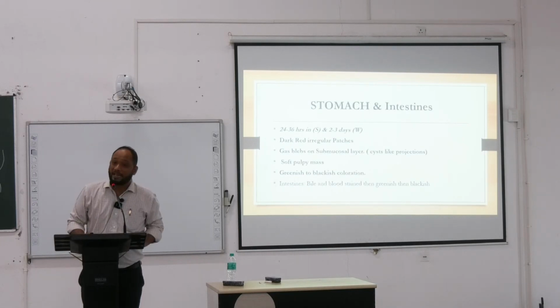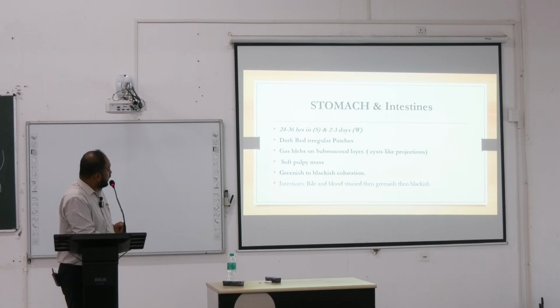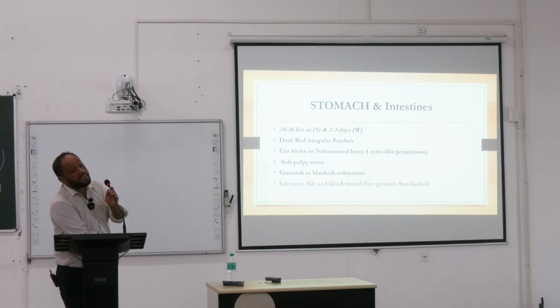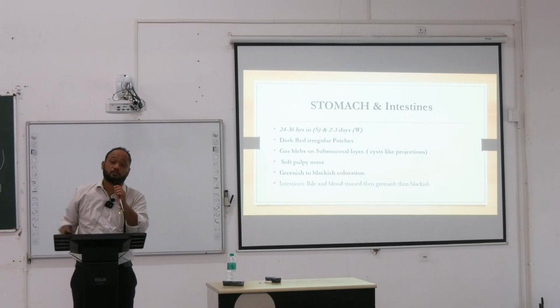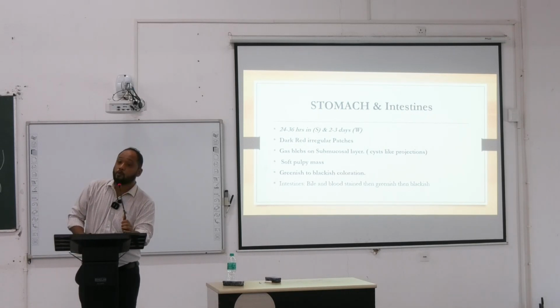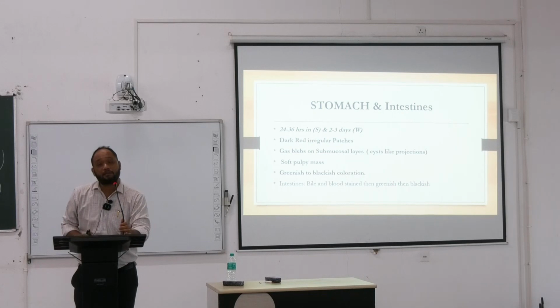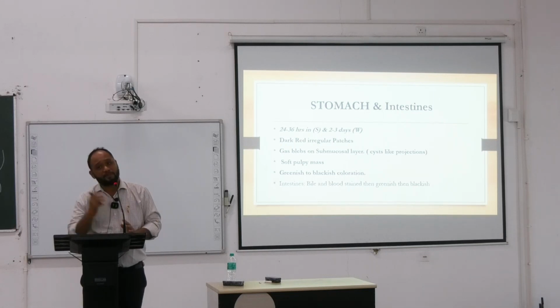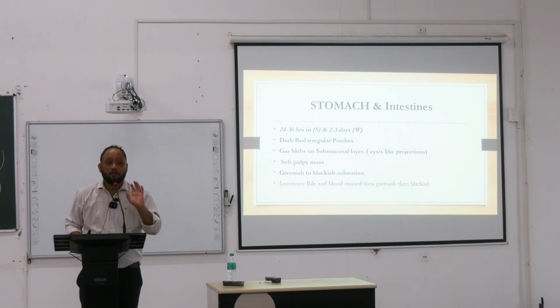Now stomach and intestine: 24 to 36 hours in summer and 2 to 3 days in winter. Dark red irregular patches on the stomach. Point to be noted: in the mucosa, multiple petechial hemorrhagic spots can be present in the stomach. Any idea what the reason is? Why can multiple injuries occur in the stomach? Guess work. I am doing a postmortem, I saw many injuries in the stomach, represented in the form of petechial spots. Why or what can injure the stomach?